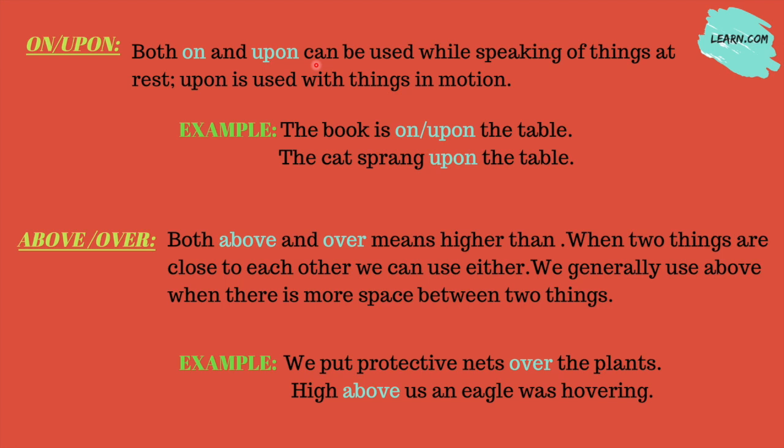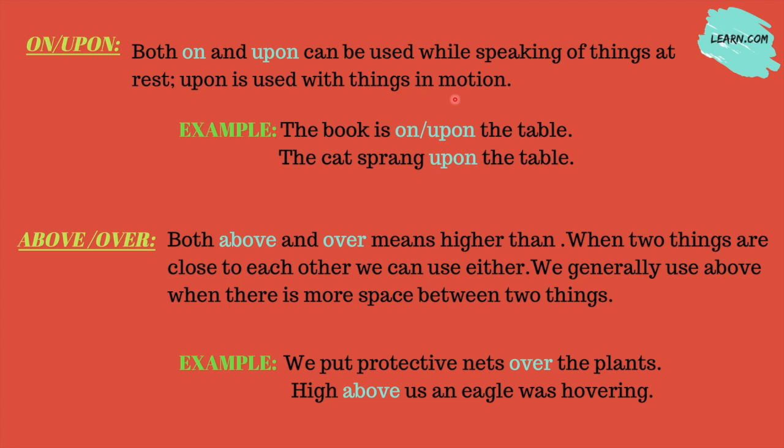So when something is motionless, it is not moving, it is fixed at one place, both the prepositions can be used. You can use on also, and you can use upon also. But there is a particular condition, that is upon is used with things in motion. When some object, person, or any animal is in motion, it is moving, and we want to describe its position, then we use upon. Means upon is used to describe things in motion.